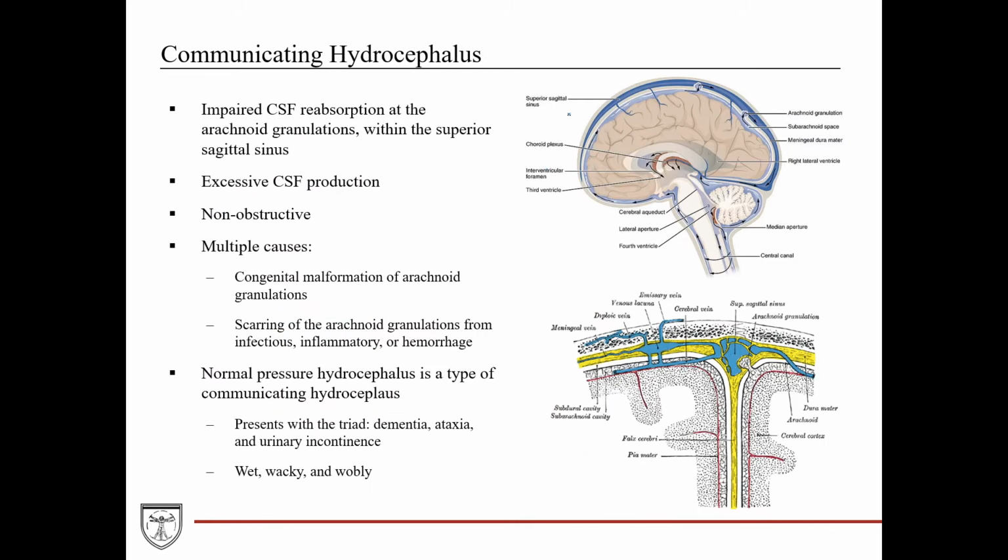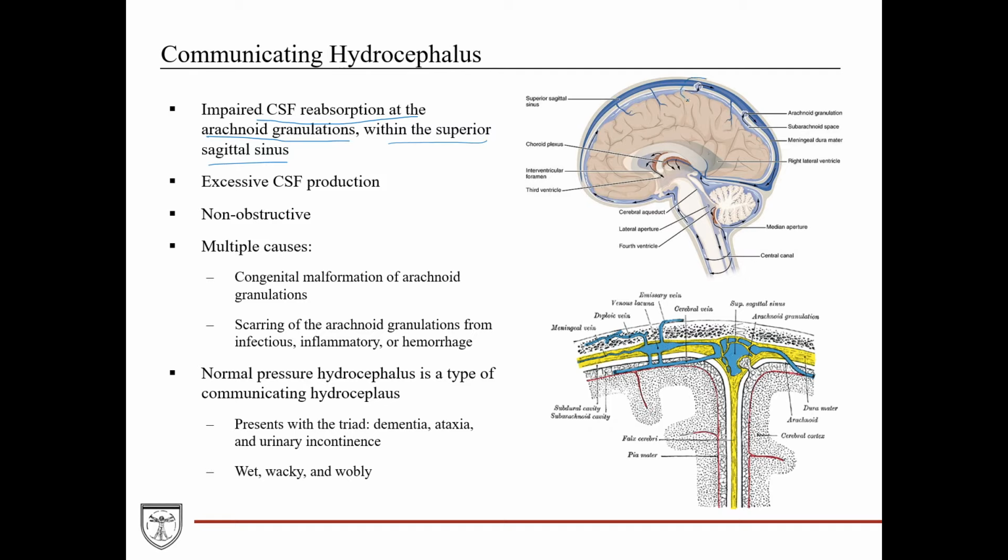So communicating versus non-communicating, you could definitely be asked about this. We actually have a DaVinci case that covers this. I believe it was the one from last week. So communicating hydrocephalus is impaired CSF reabsorption at the arachnoid granulations within the superior sagittal sinus. So this is where you have blockage of drainage. This is a drainage problem. This is not an obstruction anywhere. That would be a non-communicating, which we'll talk about on the next slide.